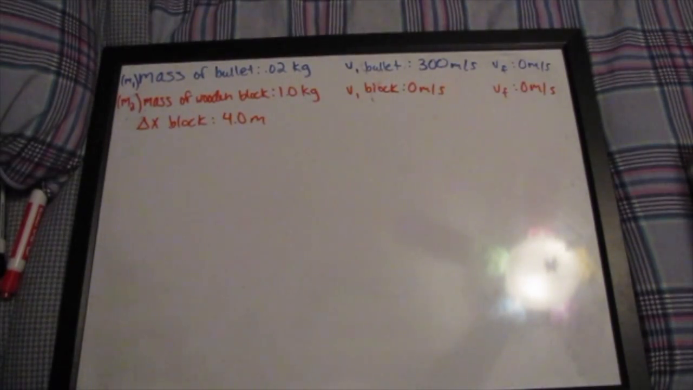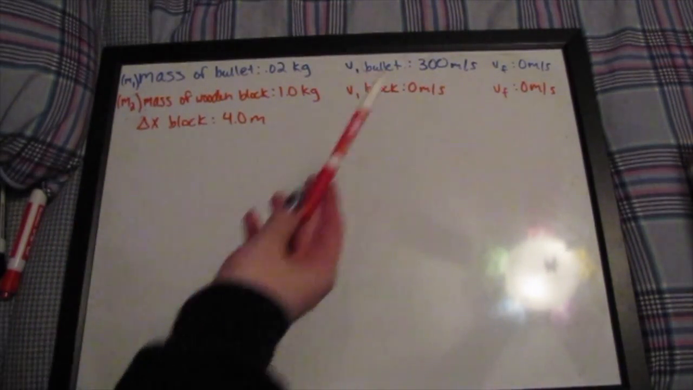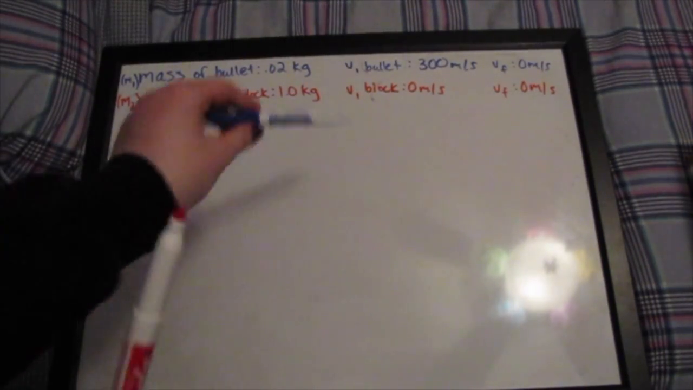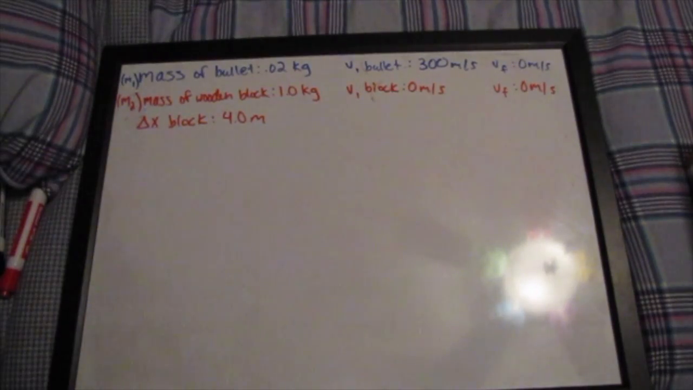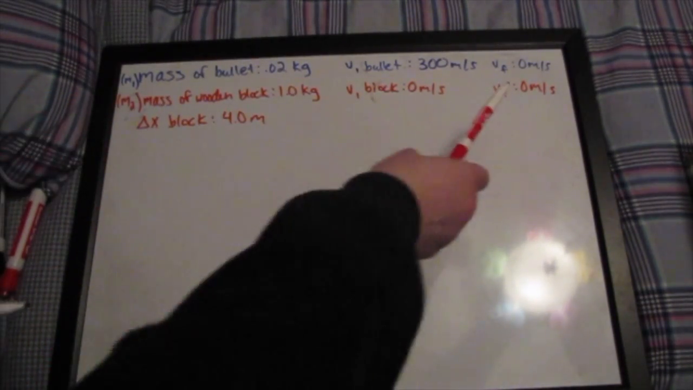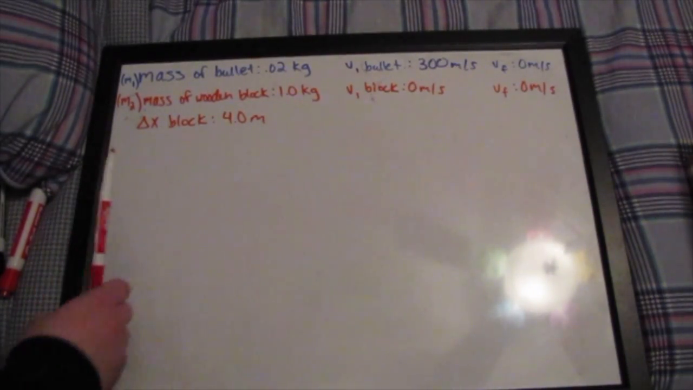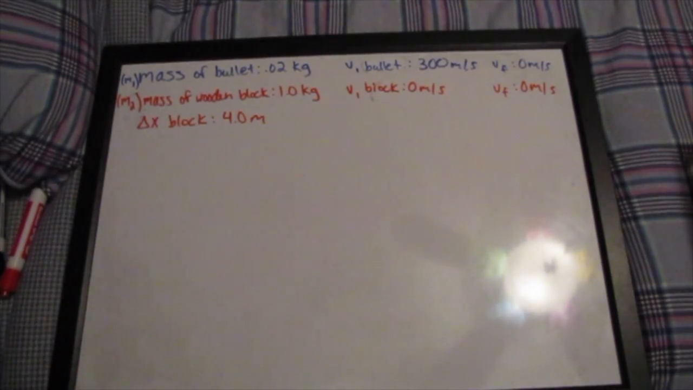So here I've drawn all the givens that we highlighted in the problem when we first started. They gave us the mass of the bullet, the mass of the wooden block, the velocity of the bullet, the velocity of the block, and this is at the beginning, so these are their initial velocities. And they state that they end at rest, so we can assume that their final velocities are both 0. And they tell us the distance the block moved is 4 meters, so our delta x is 4 meters.